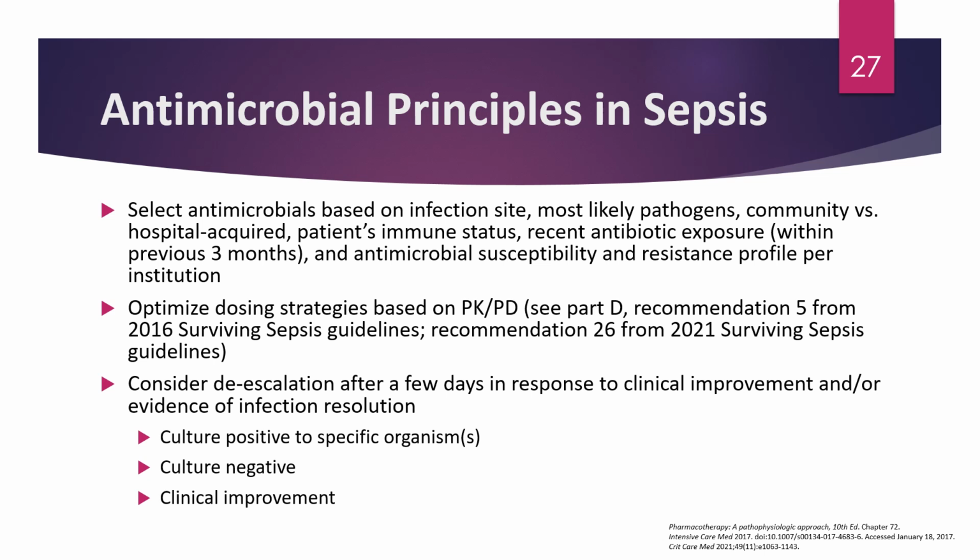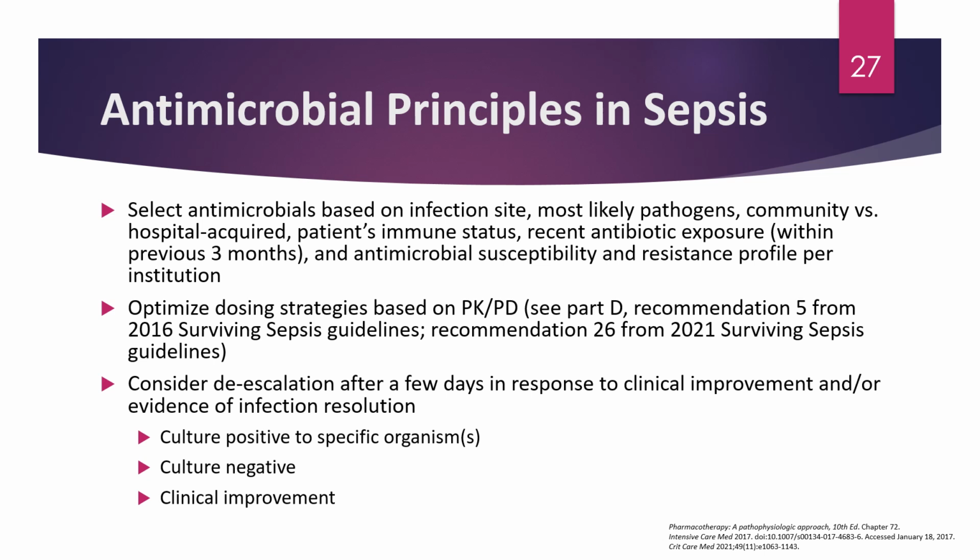And additionally, the antimicrobial susceptibility and resistance profiles per each institution, because every institution will be different. We want to give optimal dosing based on pharmacokinetics and dynamics, and that's something that's consistent in the 2016 and the 2021 guidelines. We want to optimize based on the kinetics of the drug. So obviously, high dosing and frequent dosing when appropriate for the antibiotic. And then we want to de-escalate things after a few days once we've gotten cultures back, once we've seen potentially clinical improvement and evidence of infection resolution.